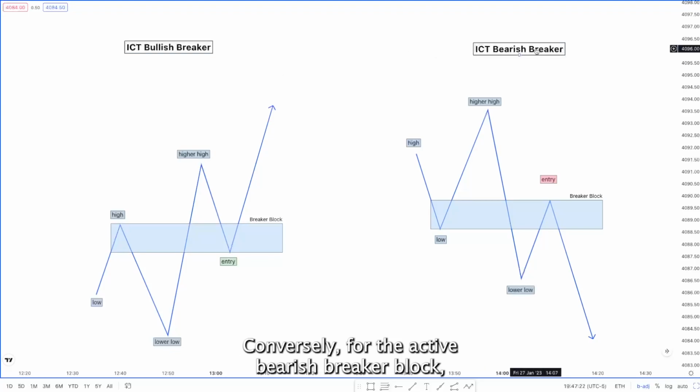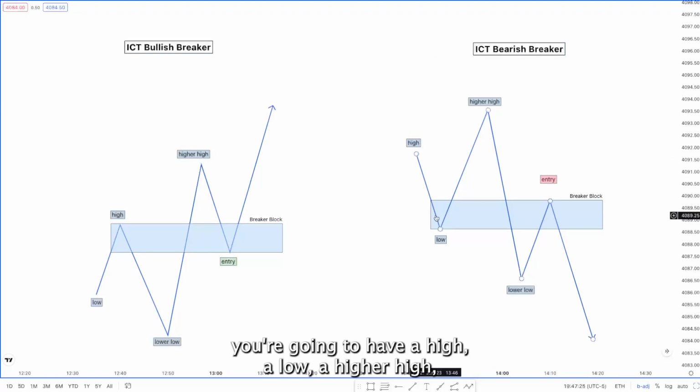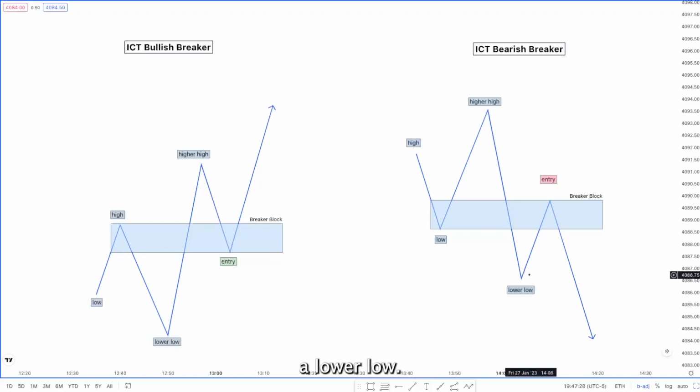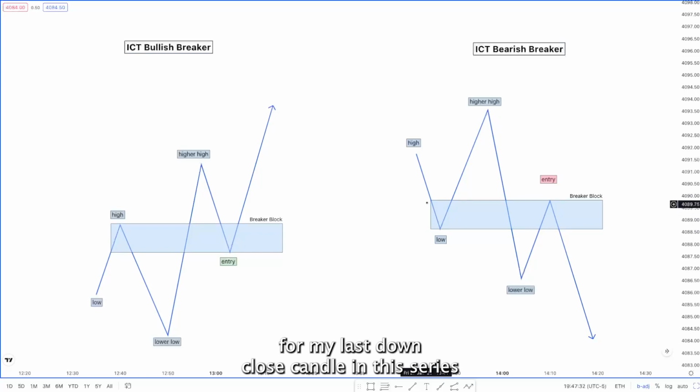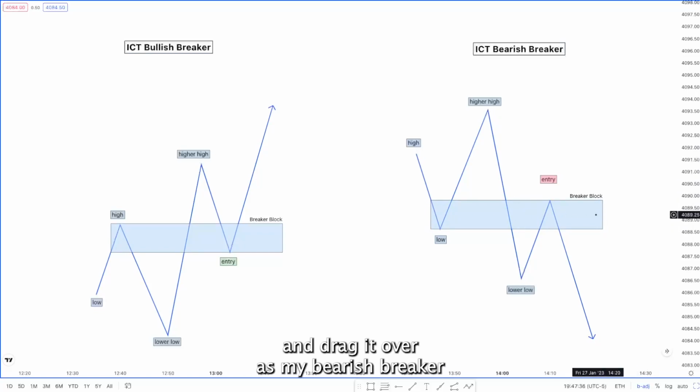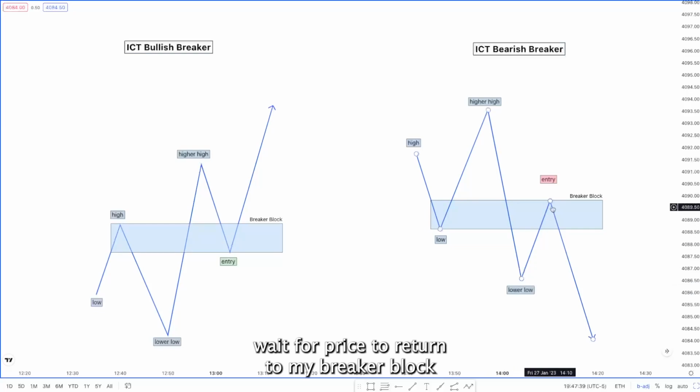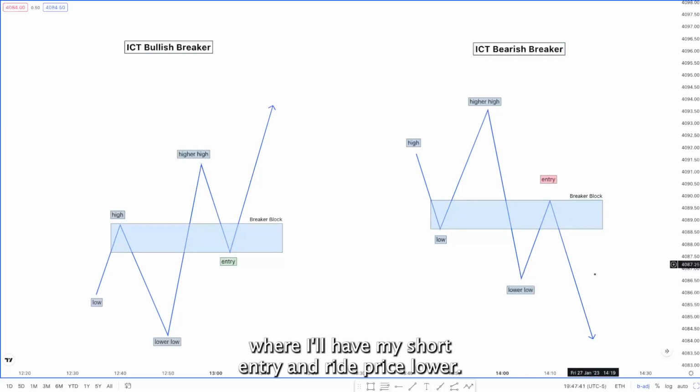Conversely, for the ICT bearish breaker block, you're going to have a high, a low, a higher high, a lower low. So this is where, okay, I have my bearish breaker. I'm going to look for my last down close candle in this series. I'm going to highlight that and drag it over as my bearish breaker, wait for price to return to my breaker block, where I'll have my short entry and ride price lower.